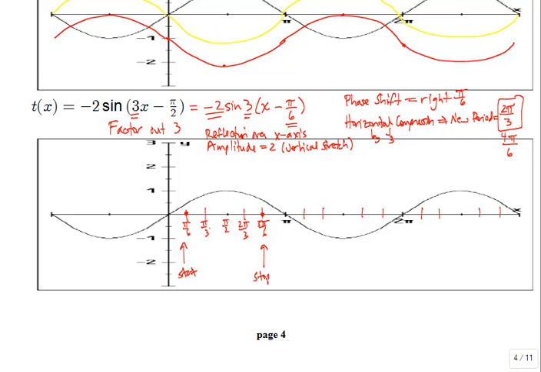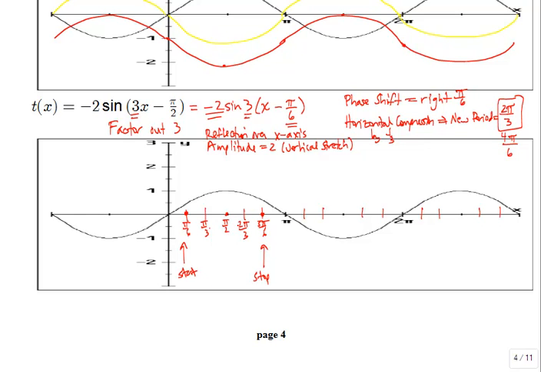Okay, that should be one complete cycle of my sine curve. So we're going to really shrink down this sine curve by a third. We're compressing it by a third. Now halfway in between, which would be right here, is going to be that other intercept that we always have in the middle. So you can put that dot in as well.